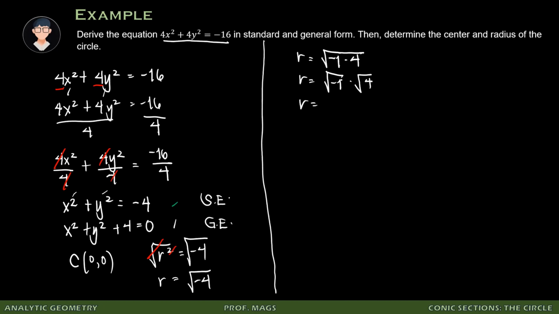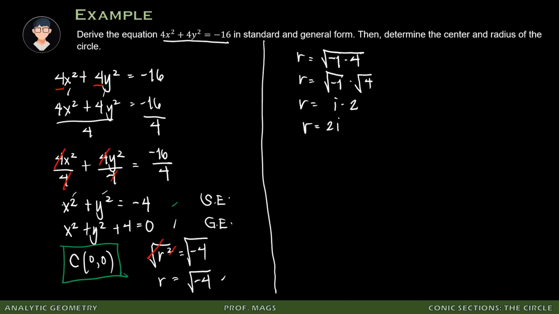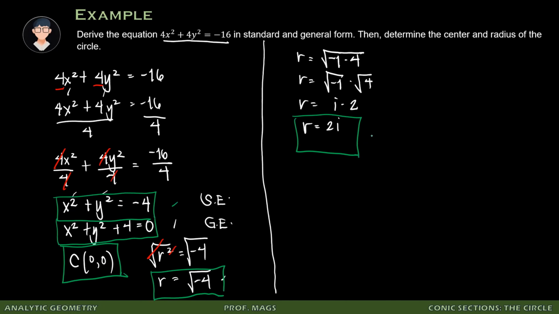So pwedeng ganito na yung iyong sagot. Pero if you want to convert it into i, pwede naman. The square root of -1 is equal to i times the square root of 4 is equal to 2. So r is equal to 2i. So both answers are correct. Again, when you're asked to graph this problem, you don't need to graph it since ang ating radius is equal to an imaginary number.